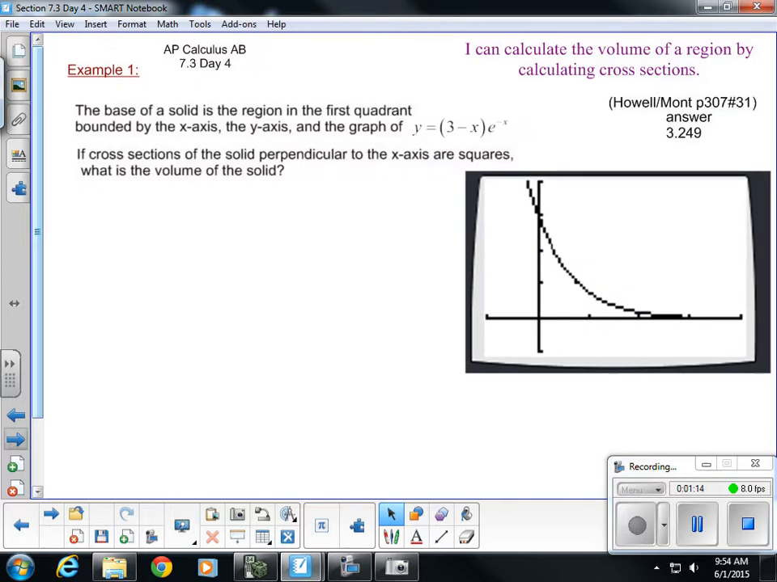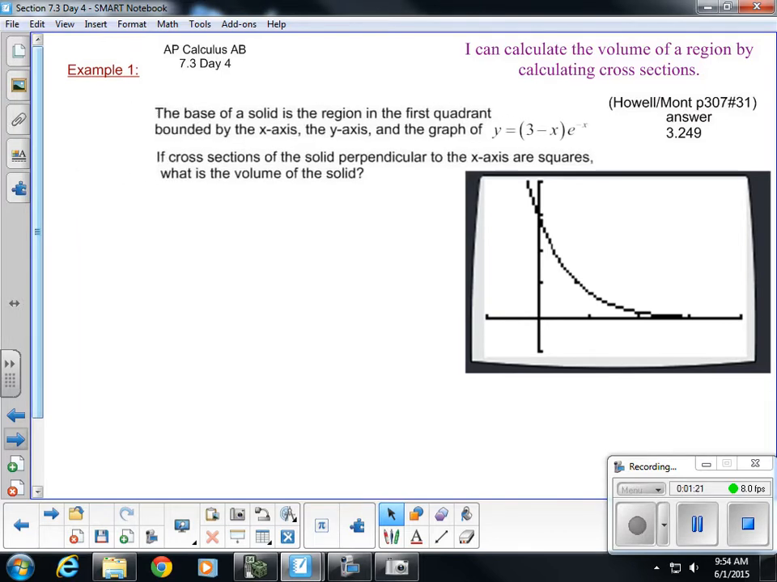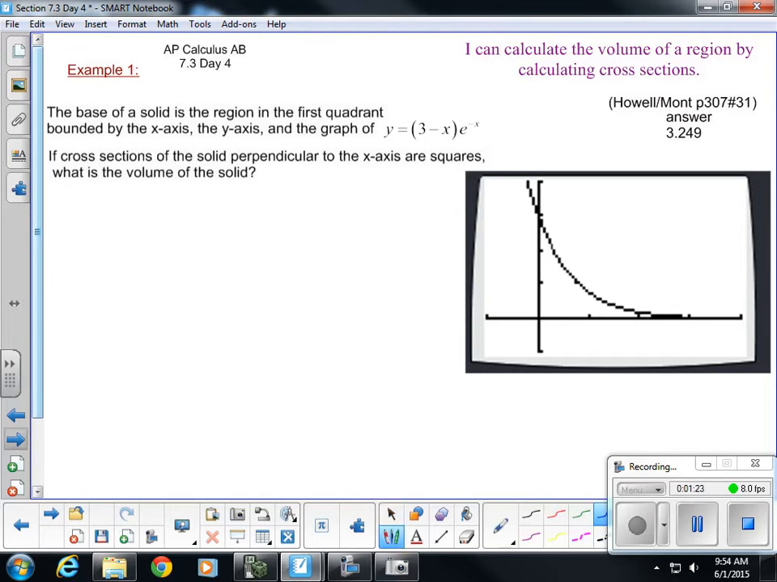All right, your first example is the base of a solid is in the first quadrant. It is bounded by the x-axis, the y-axis, and this graph. All right, so our area is right here, and actually the area goes from 0 to 3. You can calculate that intersection point. So our x values are going from 0 to 3.